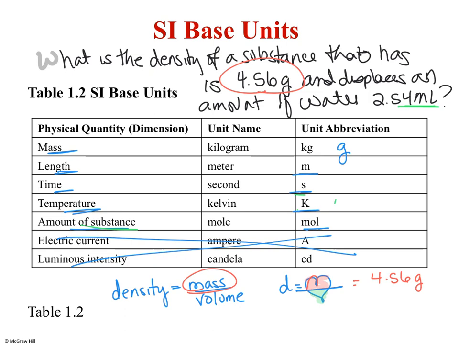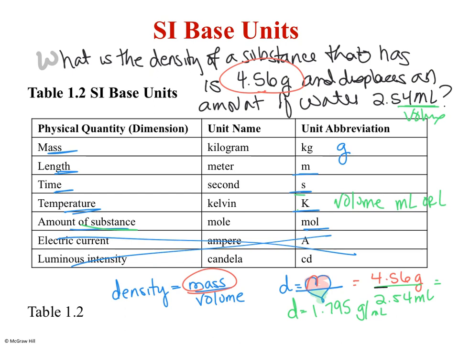Oh, we don't have volume on there. Well, you definitely need volume on there. Volume should be milliliter or liter, so include that. So that is volume. So then you would divide by 2.54 milliliters. And if you get your calculator out, you would do 4.56 divided by 2.54. That gives you density equals 1.795 grams per milliliter. And we'll also learn significant figures.